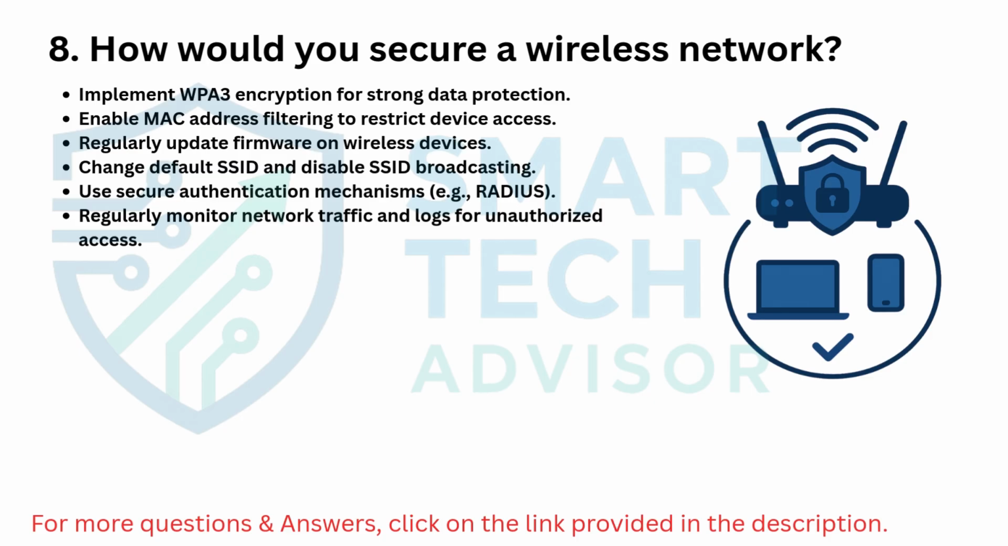How do you secure a wireless network? Implement WPA3 encryption for strong data protection. Enable MAC address filtering to restrict device access. Regularly update firmware on wireless devices. Change the default SSID and disable SSID broadcasting. Use secure authentication mechanisms, for example RADIUS. Regularly monitor network traffic and logs for unauthorized access.